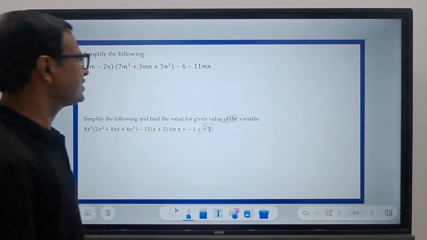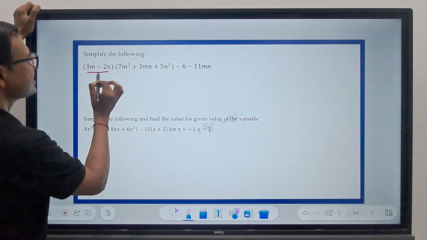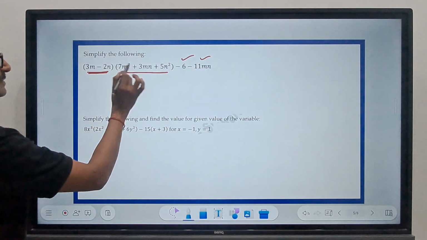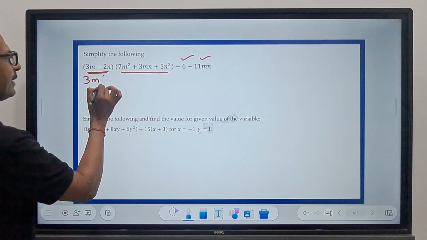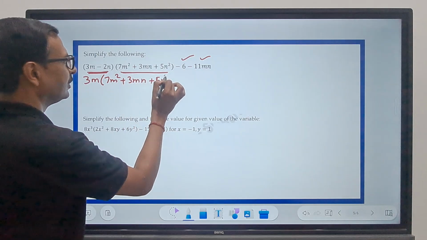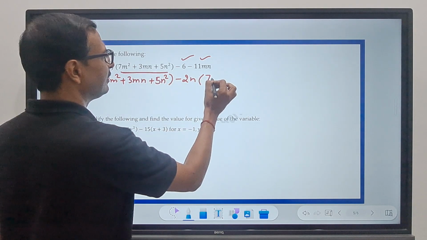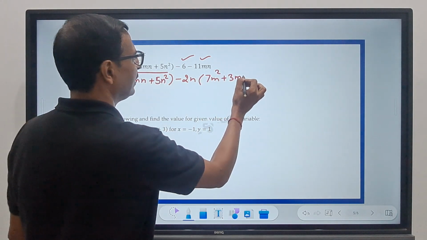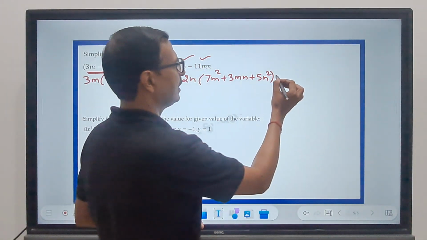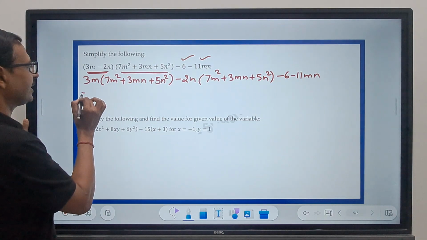Let's see 2 more questions. Simplify the following. So simplify is removing the brackets. This bracket is multiplied by this entire bracket and these 2 terms are separate. So let's multiply these brackets first. 3m to be multiplied by the entire second bracket. I am not going to change anything here, right? And minus 2n is to be multiplied by the same second bracket, 7m square plus 3mn plus 5n square. Correct? And now the last 2 terms, minus 6 minus 11mn, are not going to change.